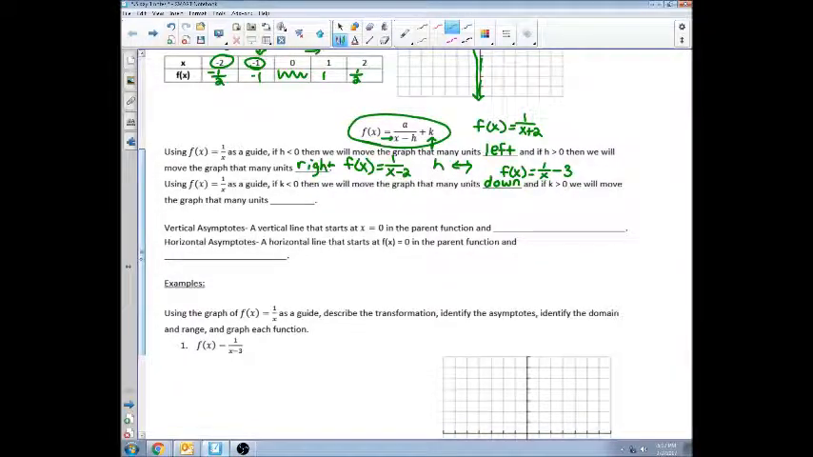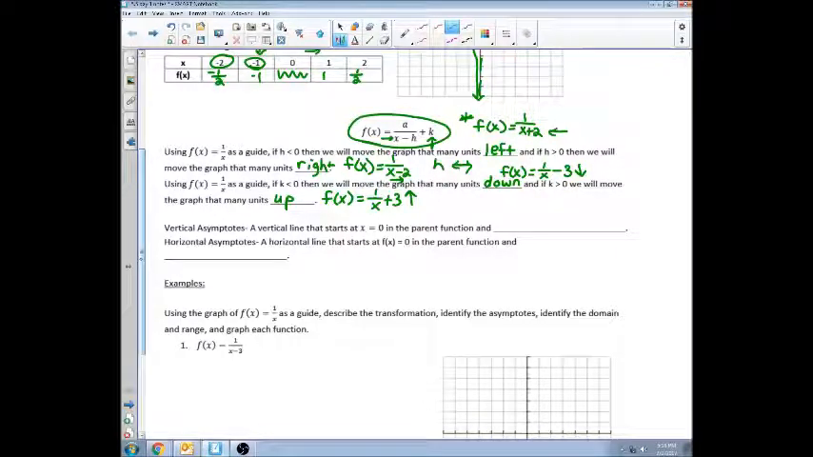And if k is greater than 0, we will move the graph that many units up. So an example of k being greater than 0 would be 1 over x plus 3, which tells me to move up 3 units. This tells me to move down 3 units. This first, back up here, maybe this will help you out a little bit. This will tell me to move left 2 units, and this will tell me to move right 2 units.